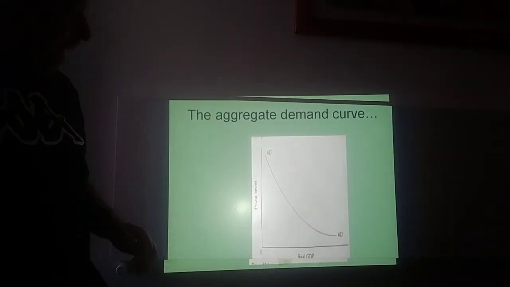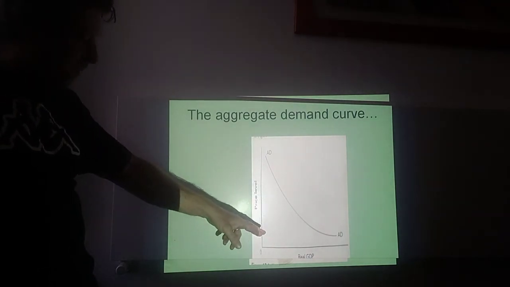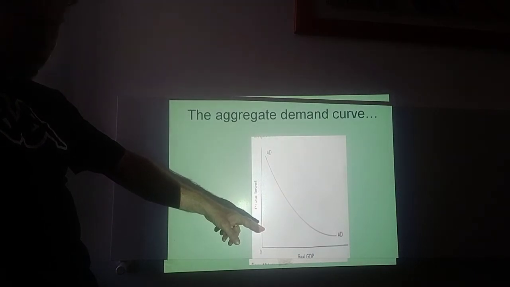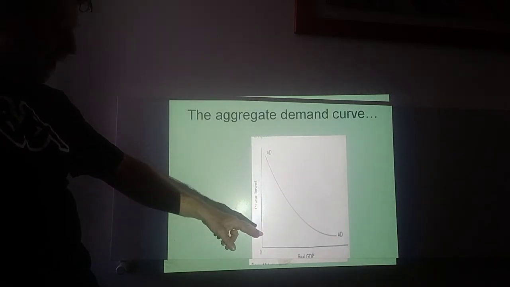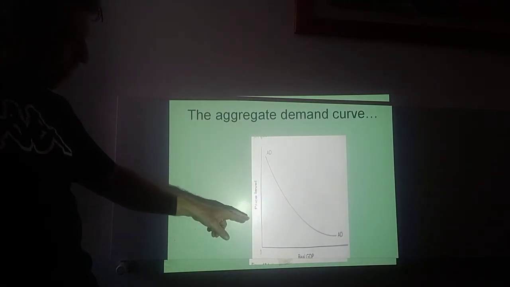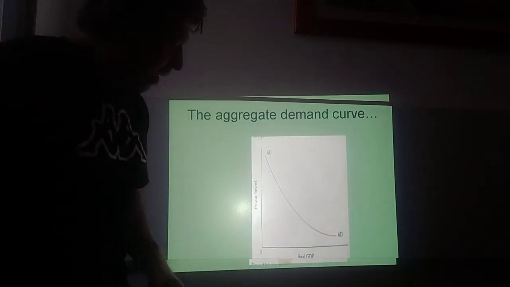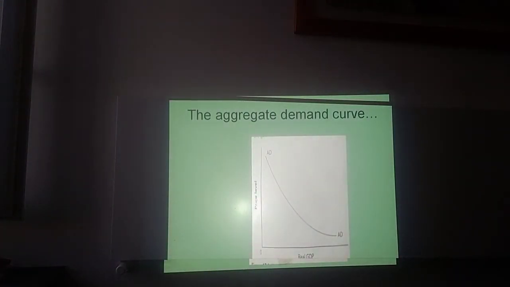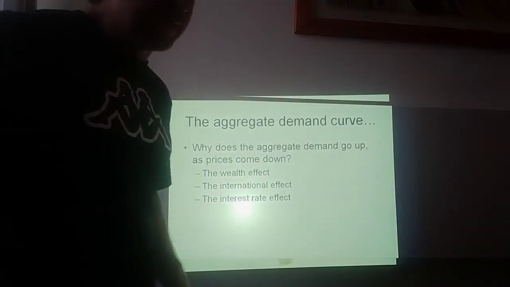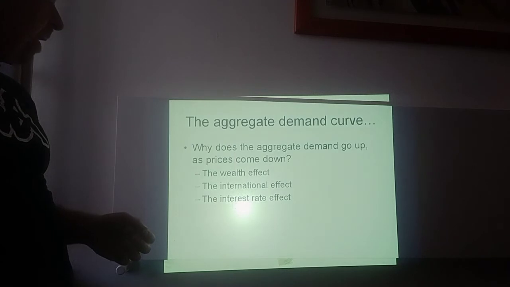Aggregate demand looks like this. If we put the price level on one axis and the real GDP on the other, not the nominal GDP, since real is adjusted for inflation, it will look like this. Generally, as prices go down, the GDP goes up and aggregate demand goes up. So why is this the case? Why does aggregate demand go up as prices come down?